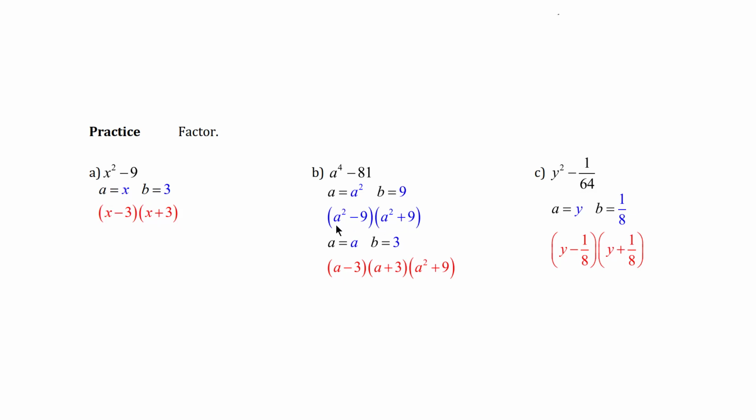The first factor, a squared minus 9, is also a difference of squares, so we can factor this further. Our value for a is a, and our value for b is going to be 3. Substitute this into our difference of squares formula. We get our final answer, which is parentheses a minus 3 times parentheses a plus 3 times parentheses a squared plus 9. For part C, our value for a is y, and our value for b is 1 over 8. Next, we substitute these values into our difference of squares formula. We get parentheses y minus 1 over 8 times parentheses y plus 1 over 8.